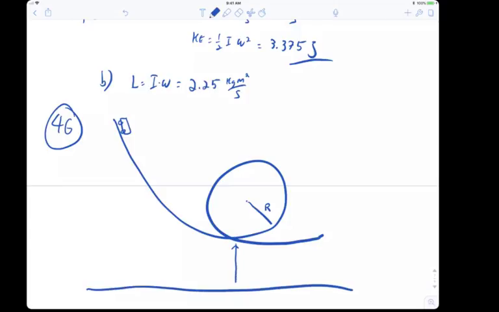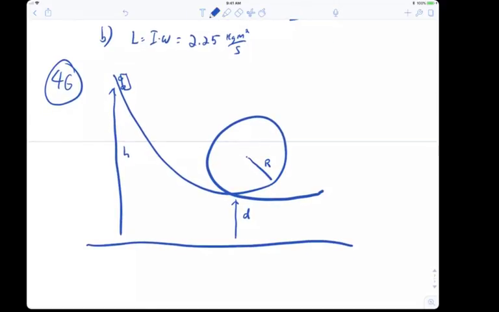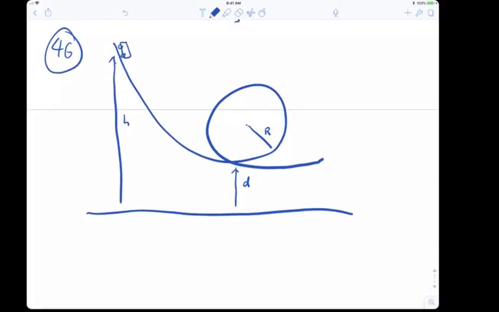This is D. That here is H. Okay, so here's the thing. When it's at the top of the loop, it's going to have an acceleration downwards, right? What's going to go into this acceleration? There's going to be a force of gravity and a normal force, okay?